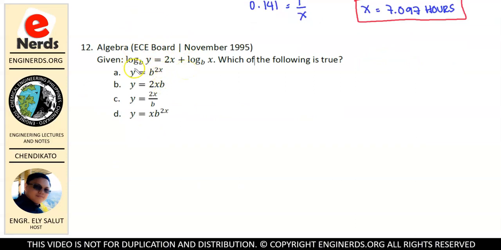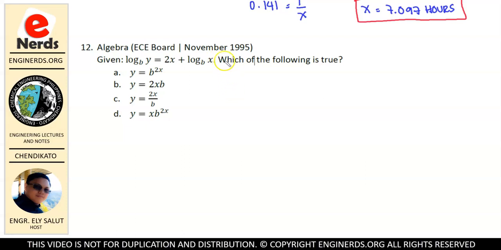So we have a given equation here. We have logarithm of y to the base of b is equal to 2x plus logarithm of x to the base of b. Which of the following is true? Okay, so titignan natin alin ba sa mga choices natin ang equal dito, no, sa given na equation natin. So, let's work it out.